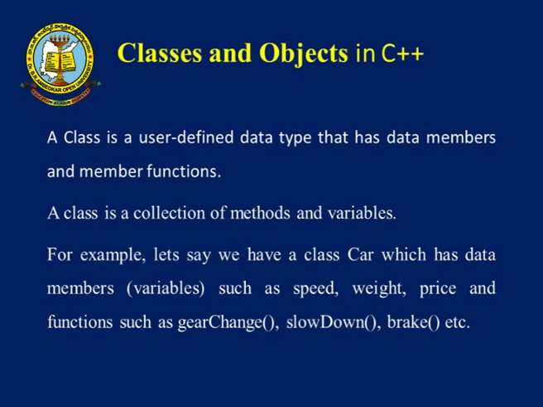One real time example for a class is a car. A car contains speed, wheels, weight. These all come under the member variables. Next, what are the member functions? Changing gears, slowing down and braking all come under the member functions.